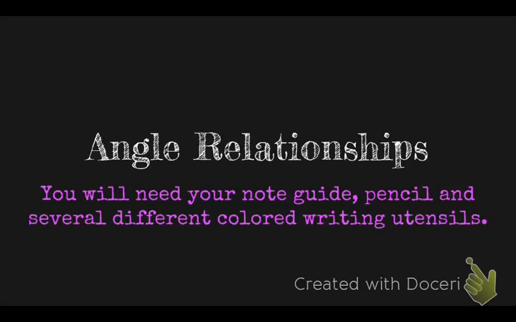Hello, ladies and gentlemen. Today you will be learning about a specific angle relationship. You're going to need several supplies, which include your angle relationships note guide, a pencil, and 4 to 5 different colored writing utensils. This could be 4 or 5 different colored highlighters, 4 or 5 different colored pencils, or perhaps 4 or 5 different colored pens.